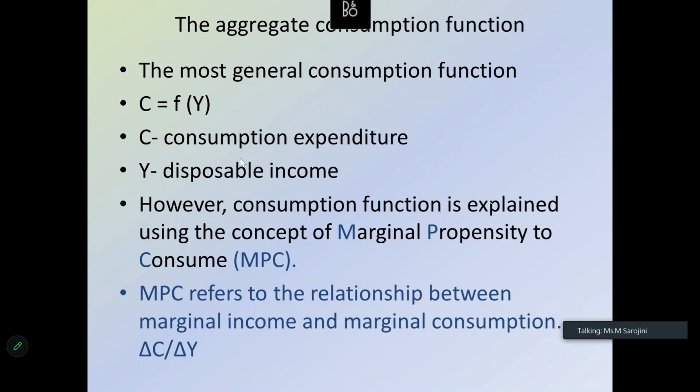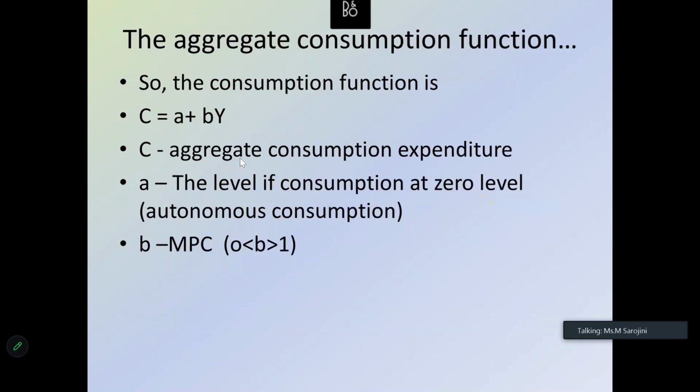And here again, the MPC, the marginal propensity to consume, refers to the relationship between marginal income and marginal consumption. We can derive the MPC by dividing delta C by delta Y. Normally, the MPC lies between 0 and 1. Therefore, the consumption function is C equals A plus BY. That we already discussed.